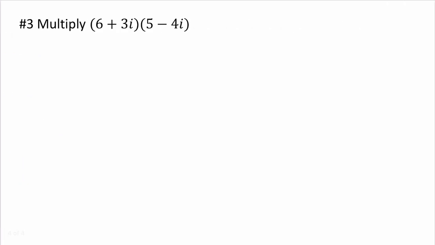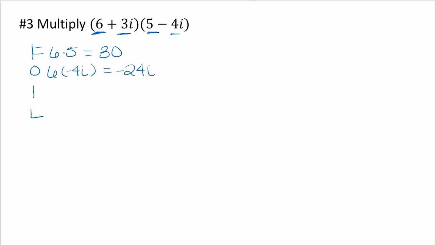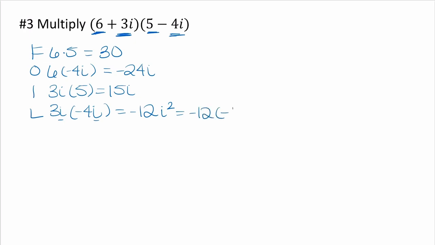Now let's multiply these two complex numbers together. Remember, the best way to do this is to use FOIL, just like we did when multiplying binomials. I take the first terms, 6 times 5, and multiply them together, and I get 30. Now we do the outside terms, 6 times negative 4i, which gives us negative 24i. Then the inside terms, 3i times 5, which gives me 15i. And then the last terms, 3i times negative 4i. 3 times negative 4 is negative 12, and i times i is i squared. We know that i squared is equal to negative 1, so negative 12 times negative 1 is equal to 12.